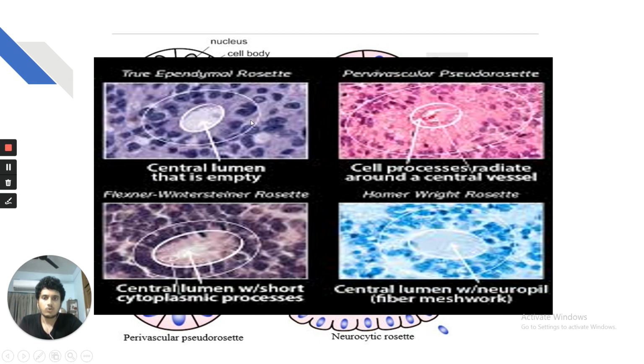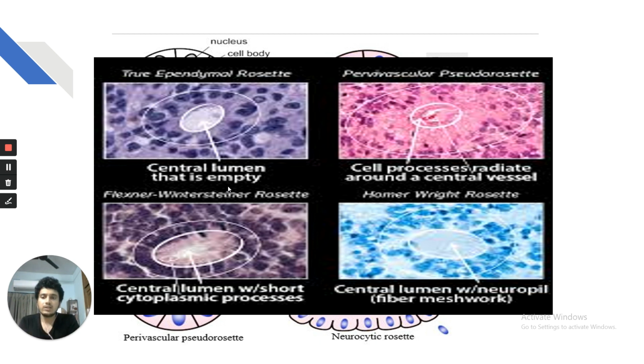So classically, one more time, you need to identify the image. Central lumen empty, so it is a true ependymal rosette. Perivascular rosette can be seen in ependymoma. Homer Wright rosette, where you can see the central lumen filled with neutrophils and central lumen filled with short eosinophilic processes, is none other than the Flexner-Wintersteiner rosette seen in retinoblastoma. Child with leukocoria and strabismus and Flexner-Wintersteiner rosette, the diagnosis is retinoblastoma.